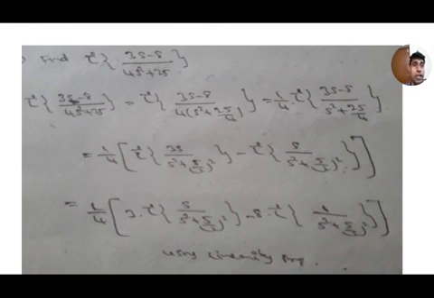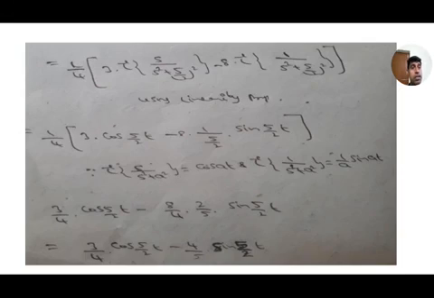Here we have 4s square. So 4 is common and the remaining is the same.